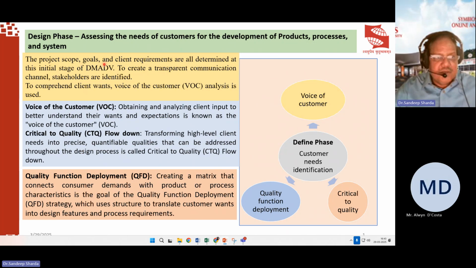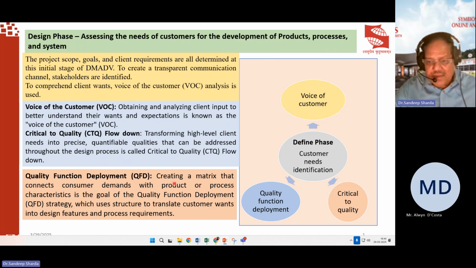The project scope, goals, and client requirements are all determined at the initial stage. To comprehend the client's wants, voice of the customer analysis is used, analyzing the client inputs to better understand their wants and expectations. Critical to quality flow down is transforming high-level client needs into precise, quantifiable qualities that can be addressed throughout the design process.